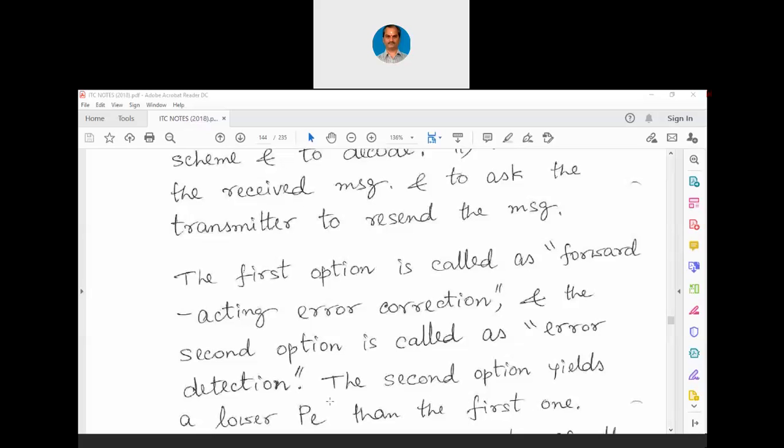Whether the time is being wasted or utilized, we don't know, but the time taken is more for the purpose of transmission of data. That is the problem with the second option. That is the problem always with the ARQ scheme, automatic repeat request scheme. So the best option is what? First option, forward acting error correction.